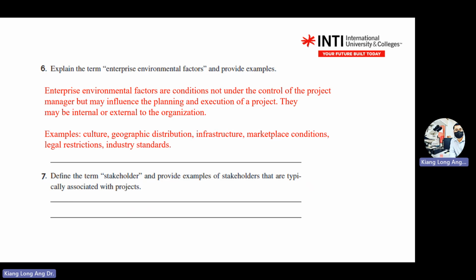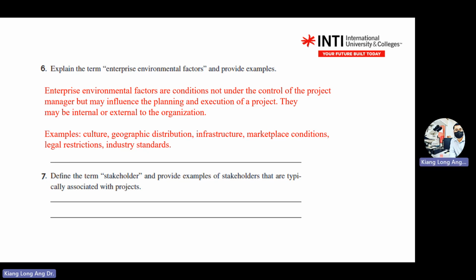So for enterprise environment factor, the keyword here is environment. It's outside the project manager office and all this. It may be because of the culture, infrastructure, marketplace condition, the regulation of governments, policy, industrial standard. This one is outside the control of the project manager. You can say it's an environment. So this is the enterprise or business environment factor. It is not under the control of the project manager, but can influence the execution of the projects.